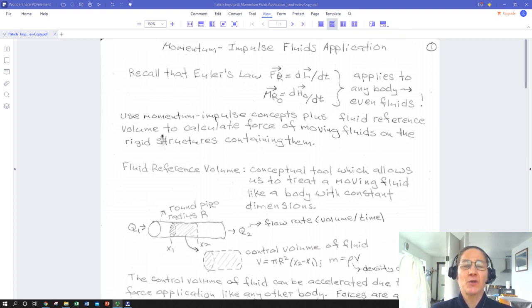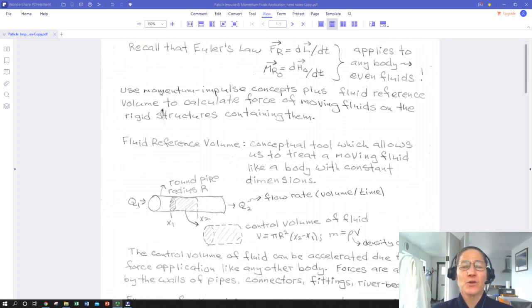Okay, so we're going to do a real quick recap of Euler's law. We know that the force resultant on a body is the time rate of change of linear momentum of the body, capital L, and the resultant moment about a reference point O applied to that body is going to be the time rate of change of angular momentum, capital H, a vector quantity about point O, with respect to time. This applies, remember, from our first derivations of using Euler's first law. It was very important that this didn't require that a body be rigid, only that it be a body with a constant mass. So we're going to really leverage this and apply it to a fluid.